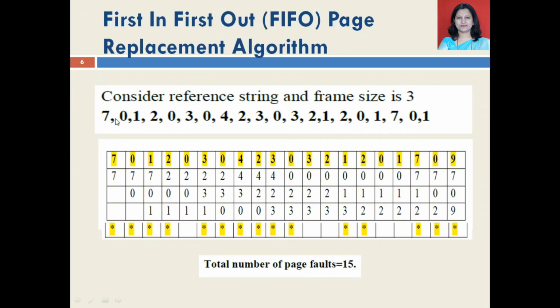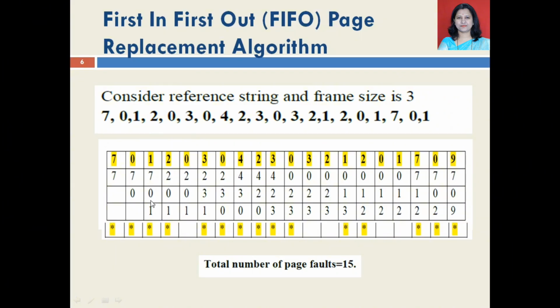Okay, so here 7 is there. First we will insert the 7, then 0, then we will insert the 0. Page fault will occur. Here also page fault will occur. Next is 1. At the third position we will insert the 1, so it will become 7, 0 and 1. Now we have to place the 2. Now where to place the 2?